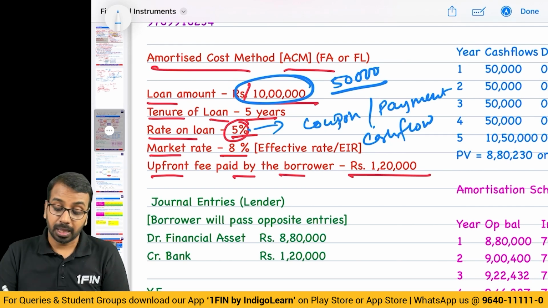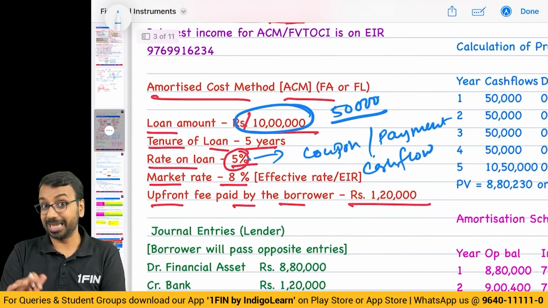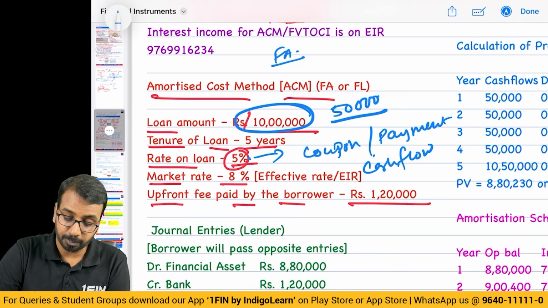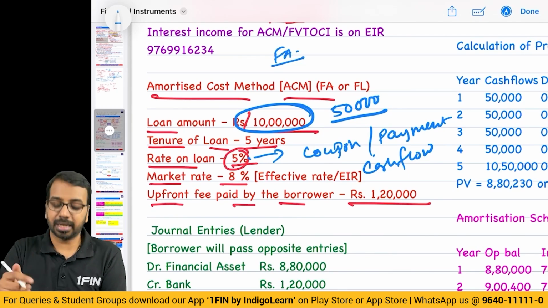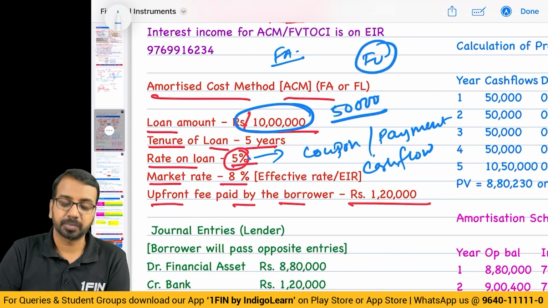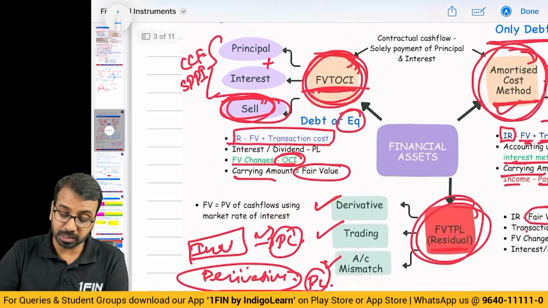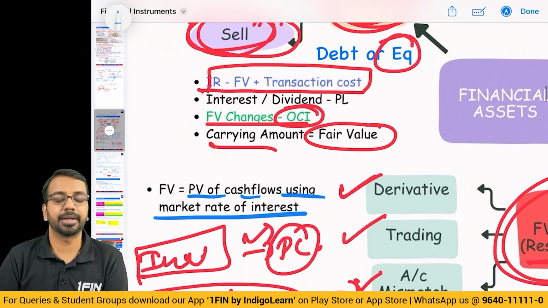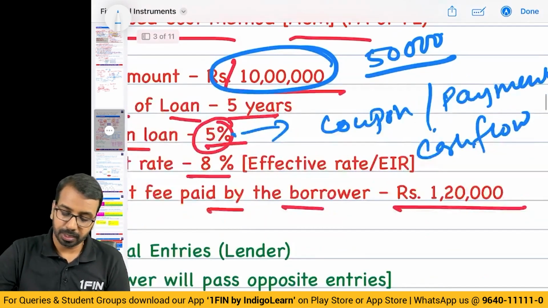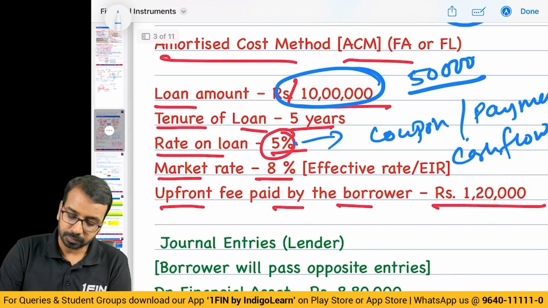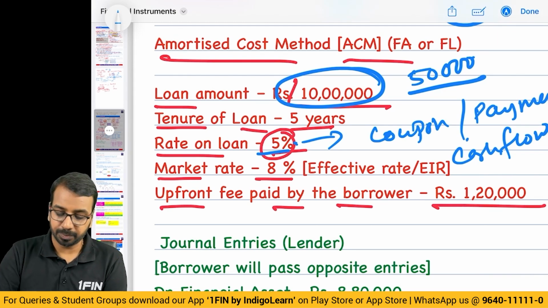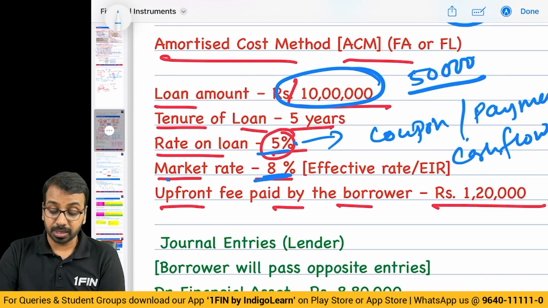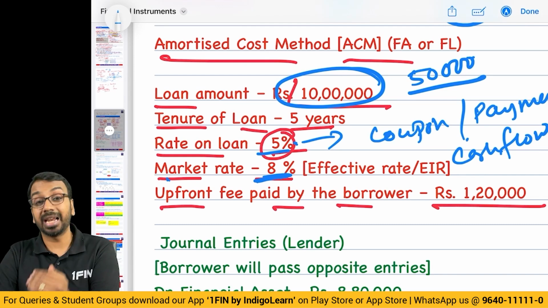Okay. Now, when we are talking about accounting for financial asset or accounting for financial liability, here we are talking about financial asset. The lender will recognize it at fair value. What is the fair value? Fair value is present value of cash flows using the market rate of interest. So, here if you see, the rate of loan is 5%, market rate is 8%. Market rate is 8%.